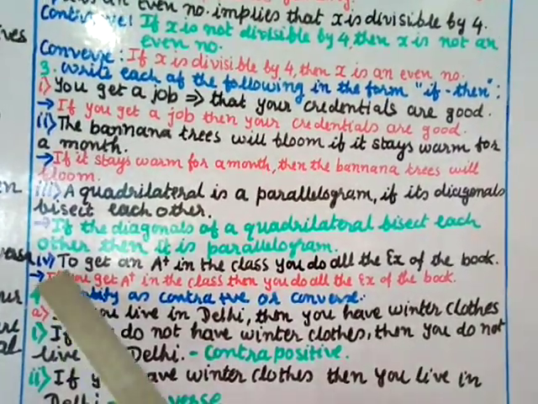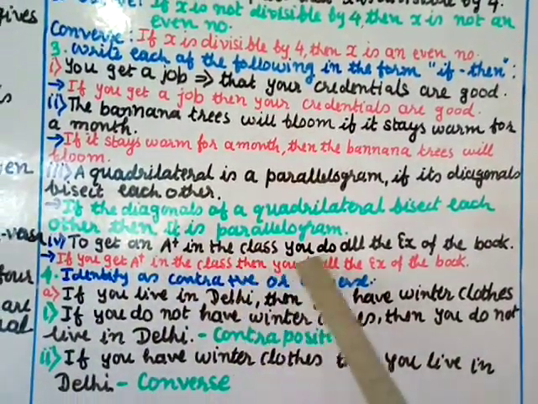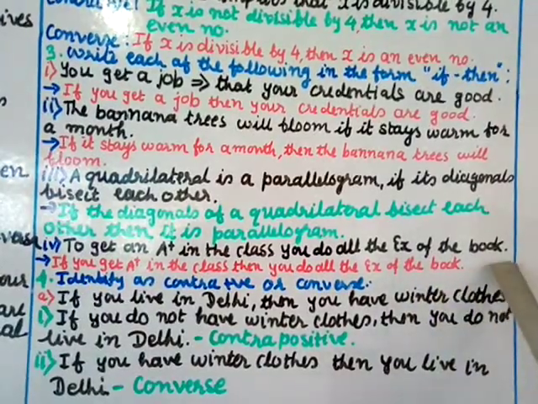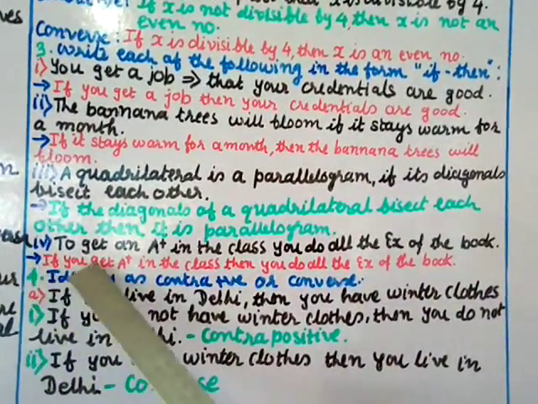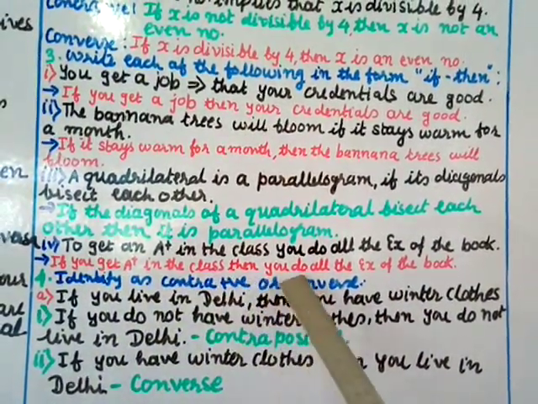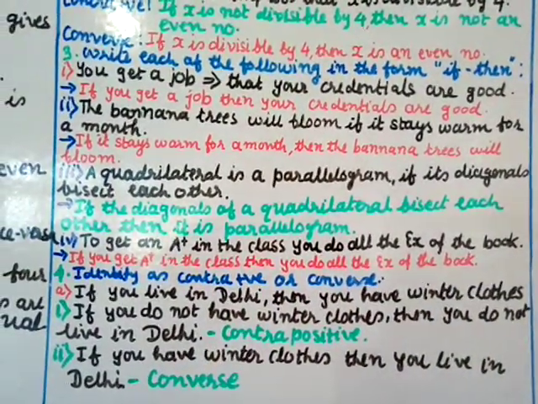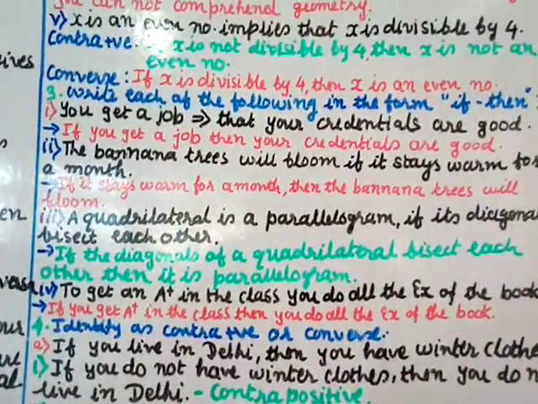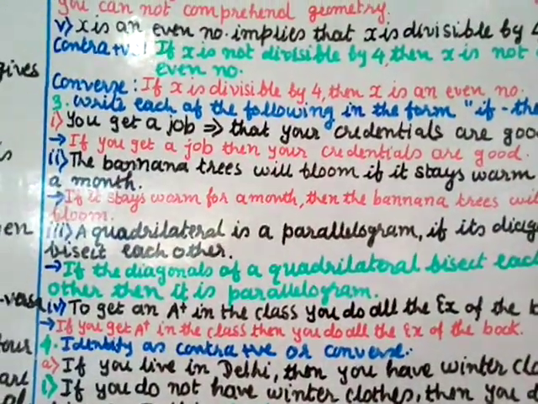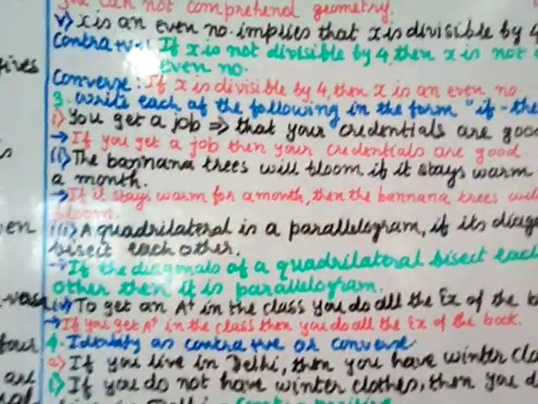Roman number 4. To get an A+ in the class, you do all the exercises of the textbook or of the book. If you get A plus in the class, then you do all the exercises of the book. Okay, so that is the if then. So this is the answer for question number 3. You only have to write the given statements using if then.